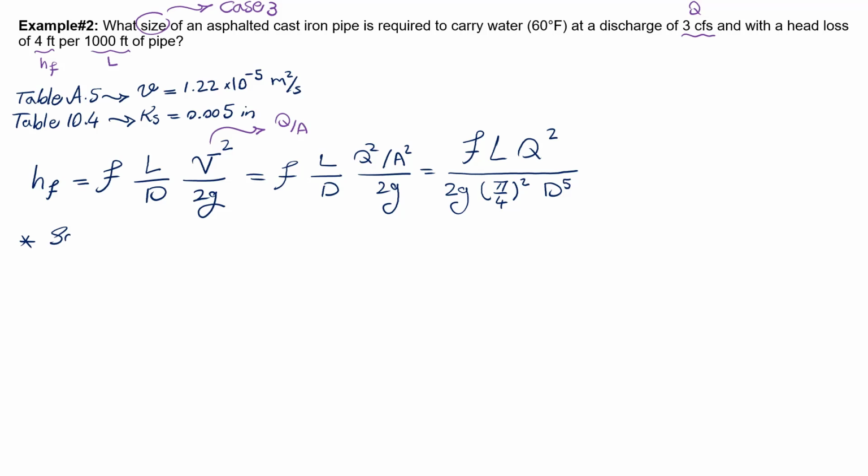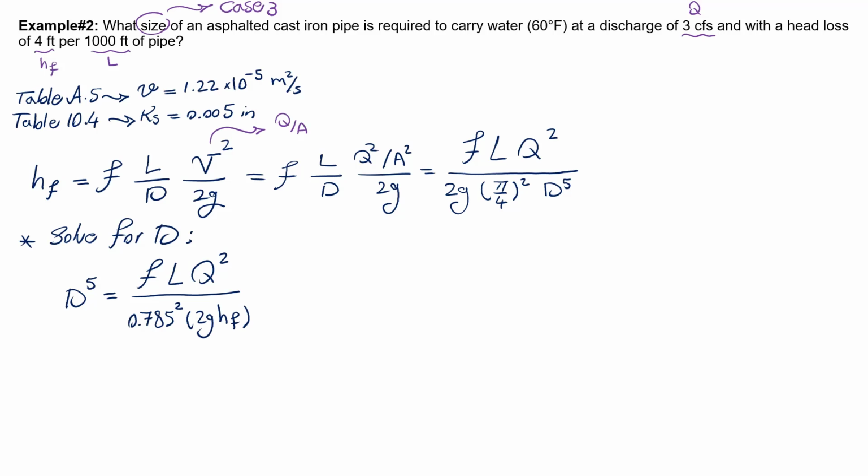Now what I need to do is solve for D. So I'm going to solve this equation for diameter because that's what I want to find. So diameter to the power 5 would be equal to F L Q to the power 2, over 0.785 to the power 2, 2G HF. In this equation, obviously we don't have diameter. Also, we don't have the value of F, right? But what we have is the length of the pipe, we have Q, we have G obviously, and we have HF. So we have 2 unknowns and 1 equation. Obviously, there should be some guessing involved. I'm going to call this equation star.